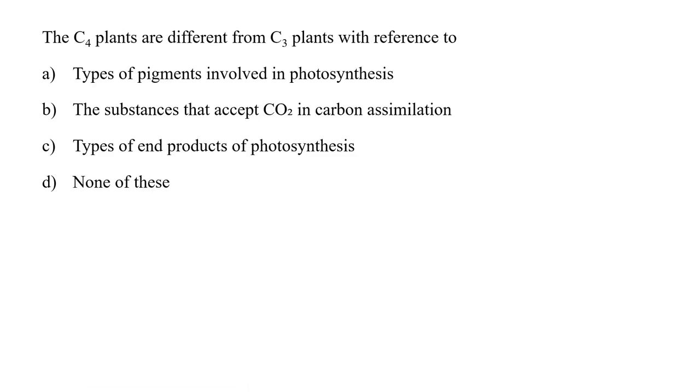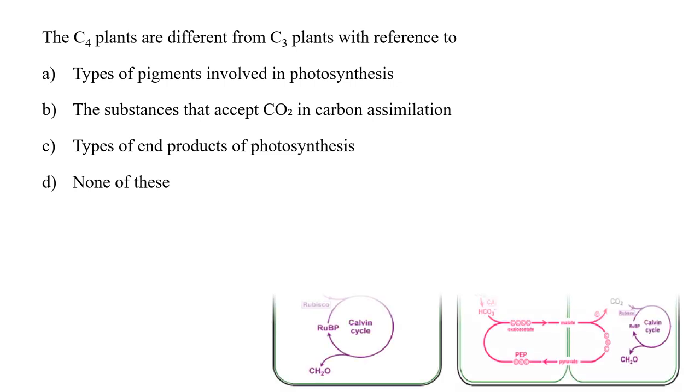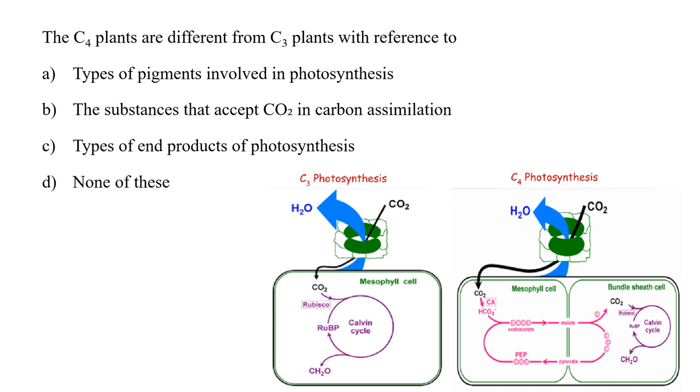The C4 plants are different from C3 plants with reference to the types of pigments involved in photosynthesis, the substance that accepts carbon dioxide in carbon assimilation, the types of end products of photosynthesis, or none of these. C3 plants are different from C4 plants with respect to the substrate that accepts carbon dioxide in carbon assimilation. In C3, it is RuBP which condenses with carbon dioxide to yield PGA, while in C4, carbon dioxide is condensed with phosphoenolpyruvate to yield oxaloacetate. Hence, option B is the correct answer.